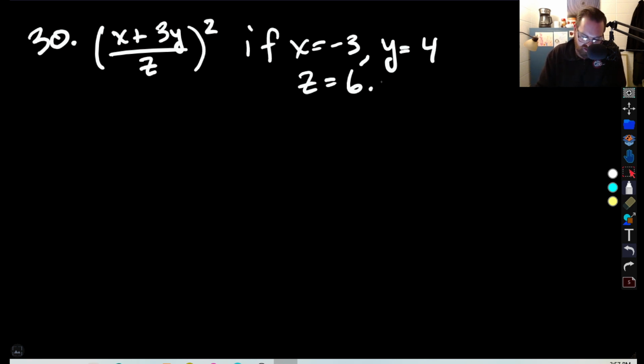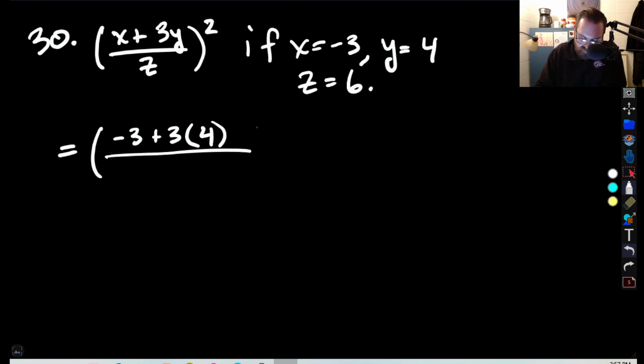So I'm going to go ahead and substitute each of these numbers in for my variables. So I'm going to get a minus 3 plus 3 times 4 divided by a 6 in the bottom, and all of that is going to be squared. Okay? So like I said before, you have to kind of treat this fraction like it's its own group. And so here's what we do. We do the stuff on the inside first. This stuff right here on the inside we're going to work on first and foremost.